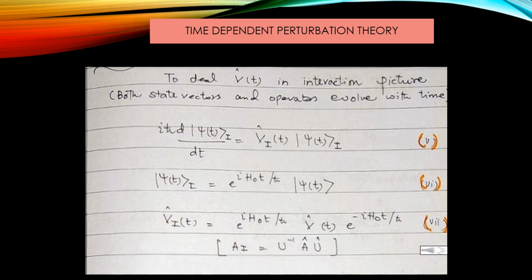To deal with the perturbation in the interaction picture, equation 5 shows the Schrodinger equation in the interaction picture. Equation 6 represents the evolution of the state vector in the interaction picture. Equation 7 is the representation of the operator in the interaction picture. Exponential of minus i H naught t over h bar is the time evolution operator U, while exponential of plus i H naught t over h bar is the inverse of U.